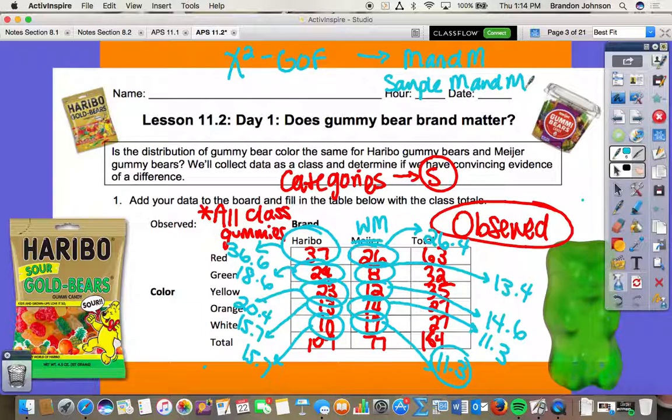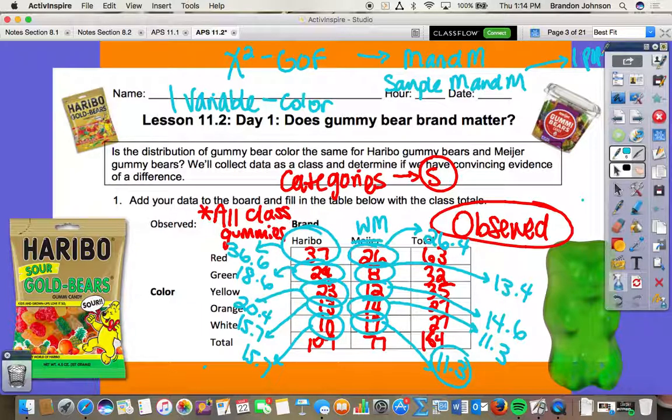So what we did was look at the chi-squared goodness of fit test, where we had one variable, which was the color, and we took one population, which was our given sample, for all M&M bags, or all M&Ms.